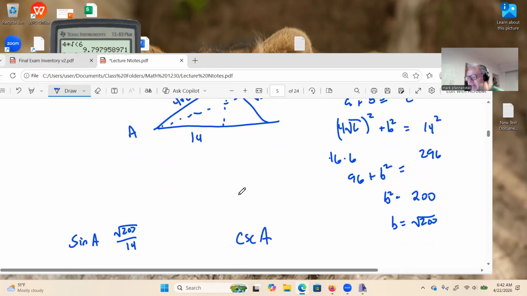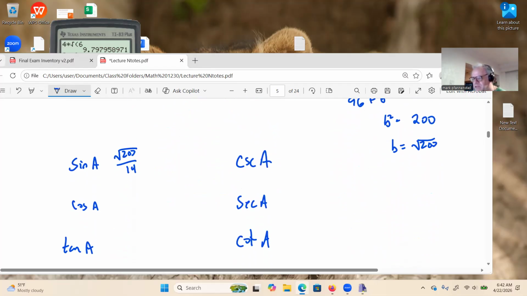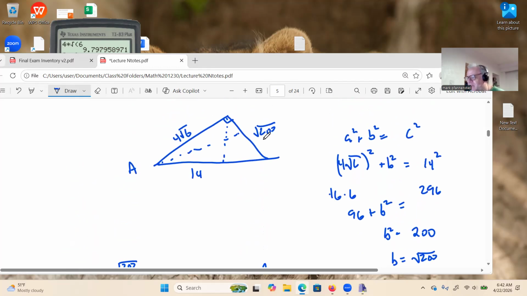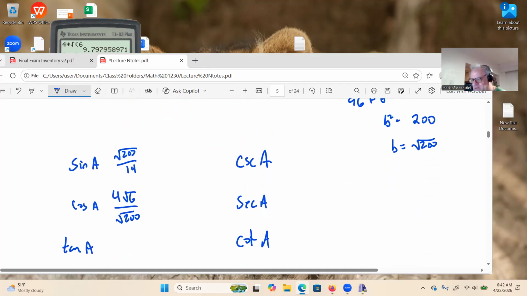Okay, so the cosine is the adjacent. That's 4 square roots of 6. 4 root 6 divided by the square root of 200. And tangent is finally opposite over adjacent. So we have the square root of 200 over 4 root 6.